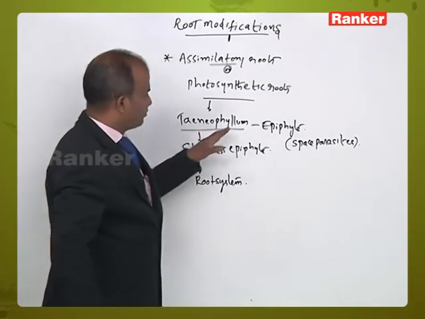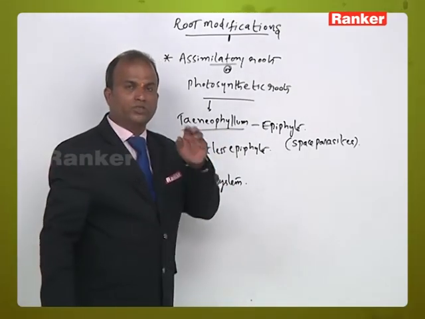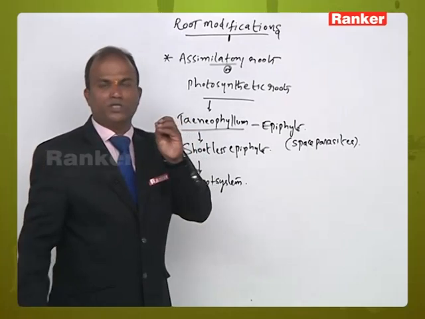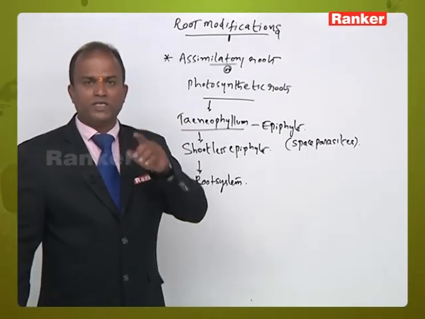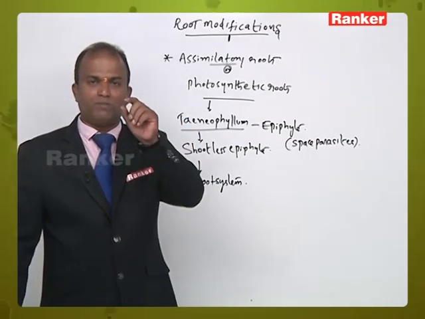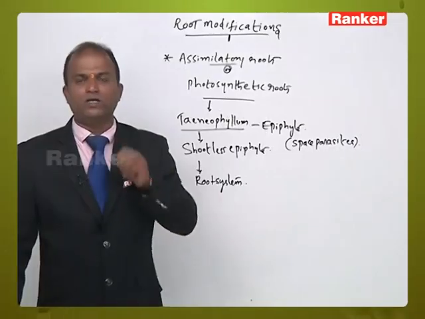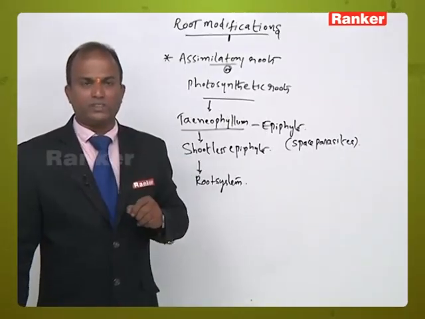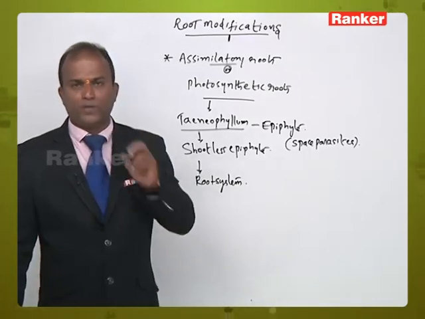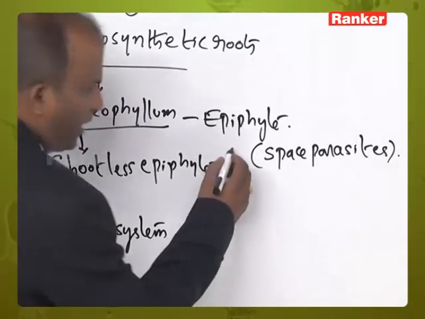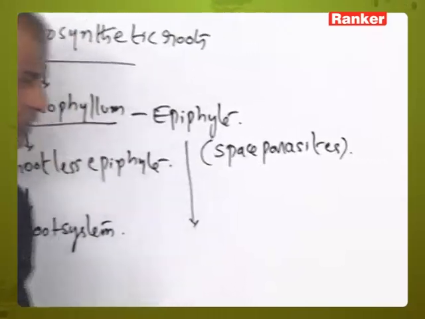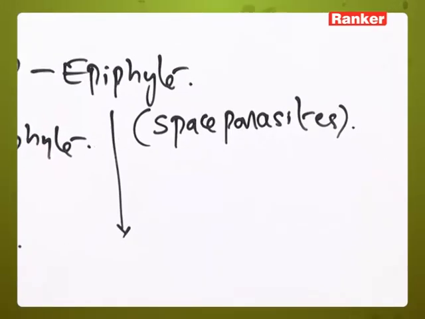In Taeniophyllum, it shows roots. How many types of roots does it show? They didn't give it in your textbook. But when you see the diagram, the plants are taking shelter on the trunks of the bigger trees, which means it is called an epiphyte. This epiphyte shows two types of roots.